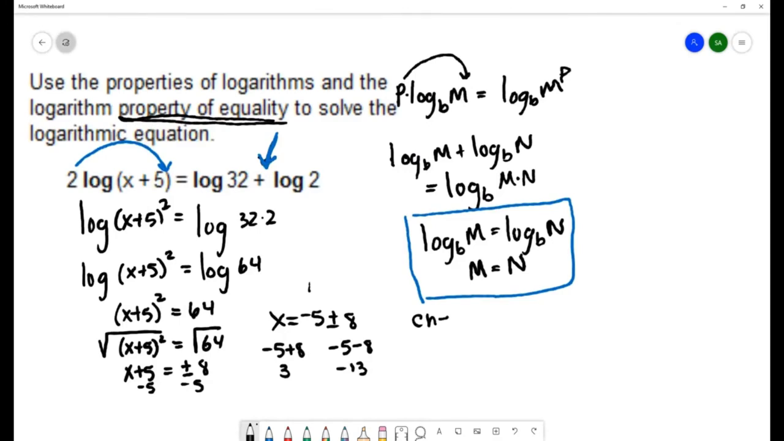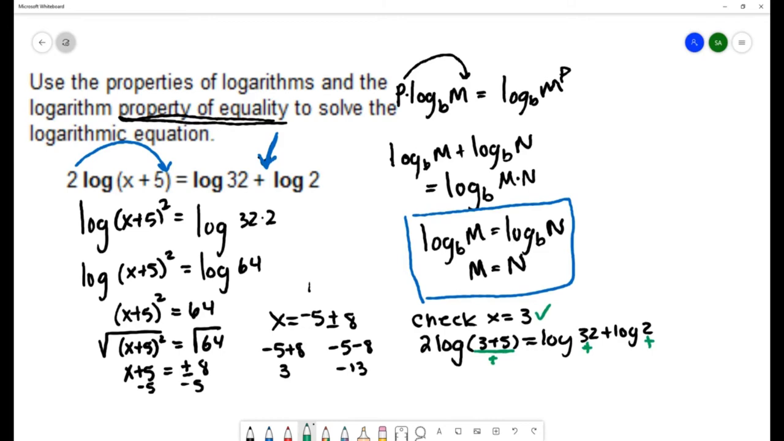So let's check x equals 3. In the original, that would be 2 times the log of 3 plus 5 equals the log of 32 plus log of 2. So what I'm checking is to make sure that this is a positive number. 3 plus 5 is 8, which is positive. And this log is positive and this log is positive, so we're going to be able to keep the solution of 3.